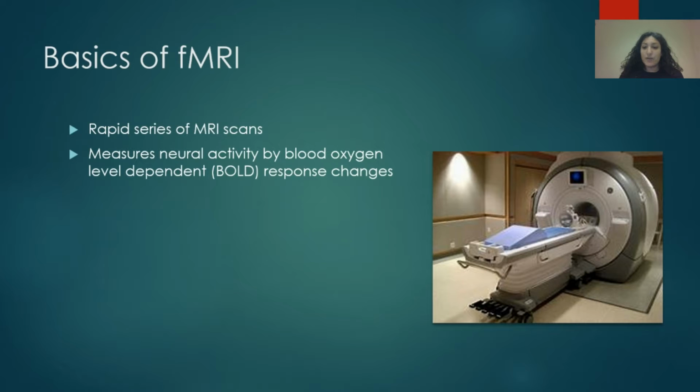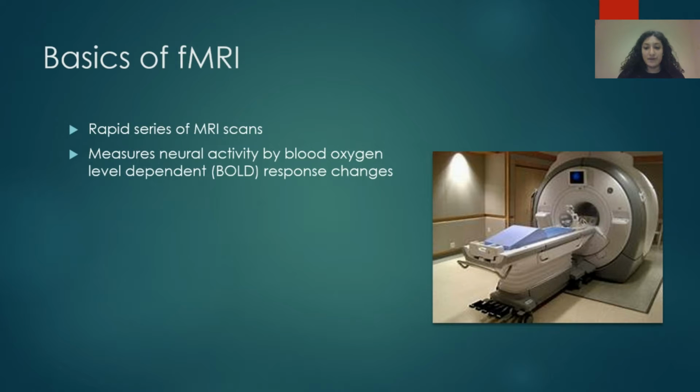To understand why fMRI technology is so popular, we first need to understand how it works. fMRI uses a rapid series of MRI scans to measure neural activity by measuring the blood oxygen level dependent, or BOLD, response during this series of scans.